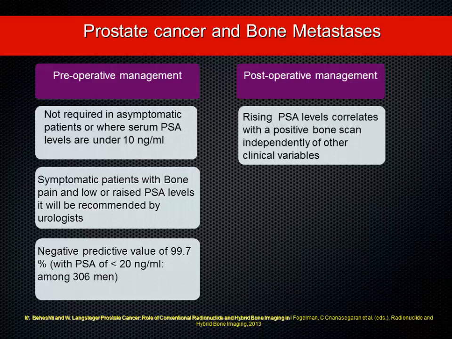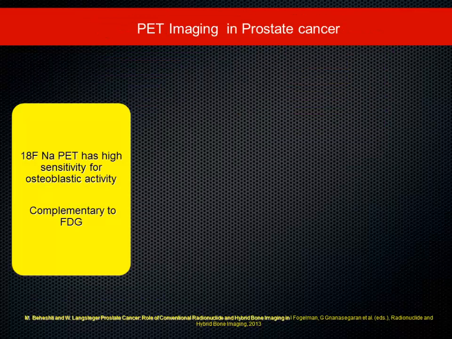Post-operative rising PSA correlates with a positive scan independently of other clinical variables, irrespective of the pattern. If there is a rising PSA, the patient will get a bone scan. Fluoride has high sensitivity, and most of the centers who practice fluoride imaging also do an FDG together. In a few centers in Europe, a prostate cancer patient usually gets an MDP bone scan, followed by fluoride, followed by FDG, then followed by choline. So they'll have a series of 4 scans in patients with prostate cancer. But in the UK, that's not the scenario.